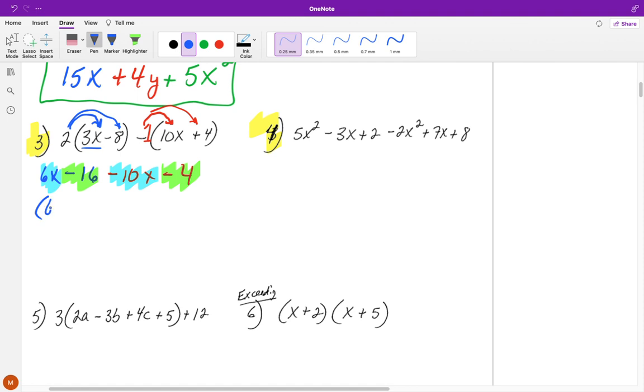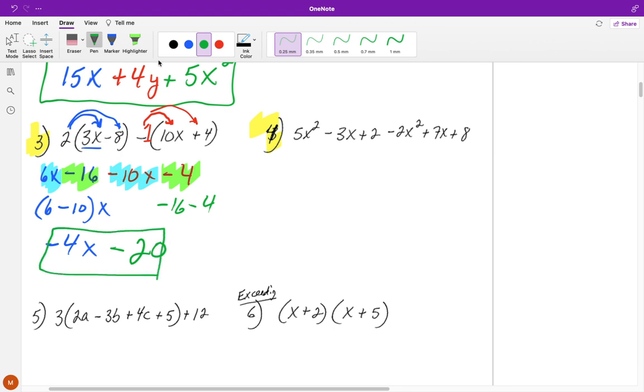So our x's, it's a positive 6 and a negative 10, so 6 minus 10x is minus 4x. And then we have negative 16 minus 4. Well, since they're the same sign, we know that we add them. And since they're both negative, it's going to remain negative. So it's negative 4x minus 20.